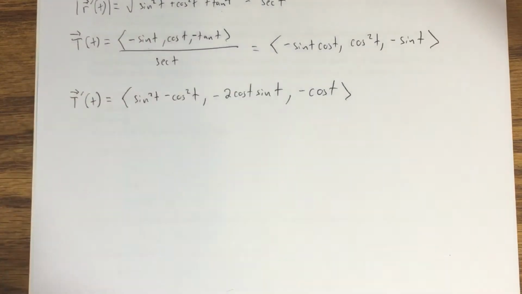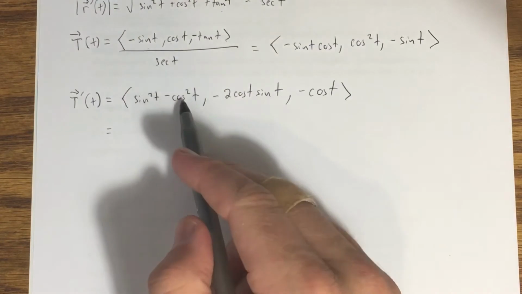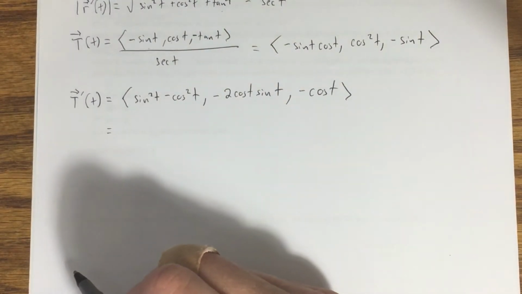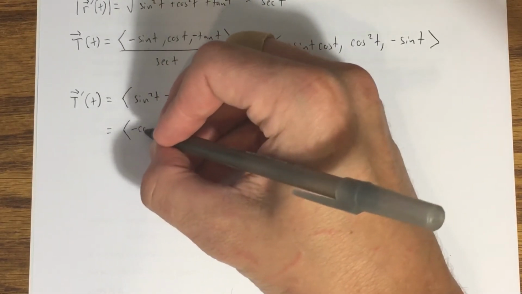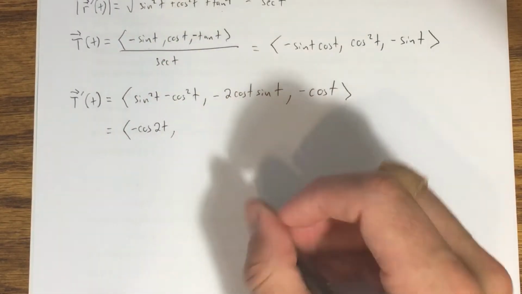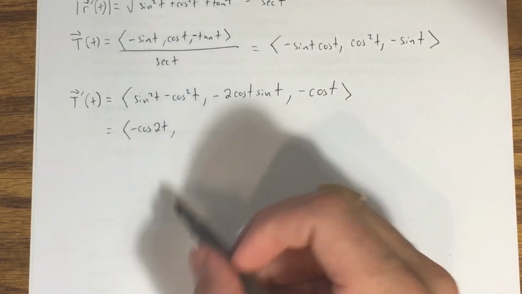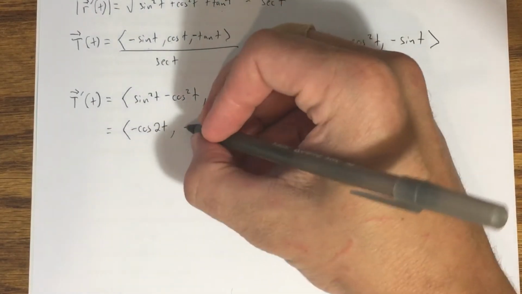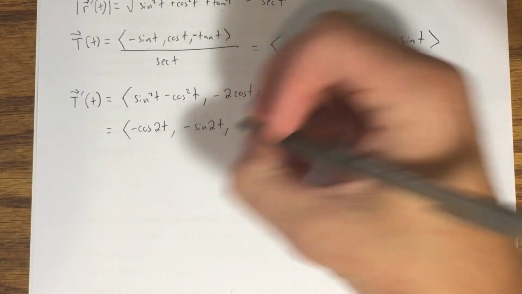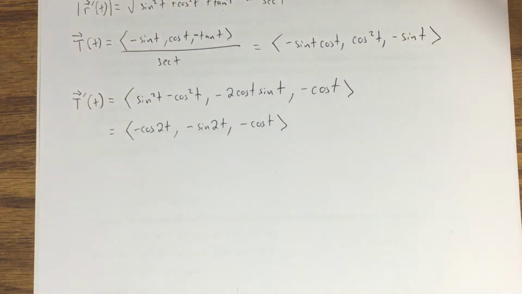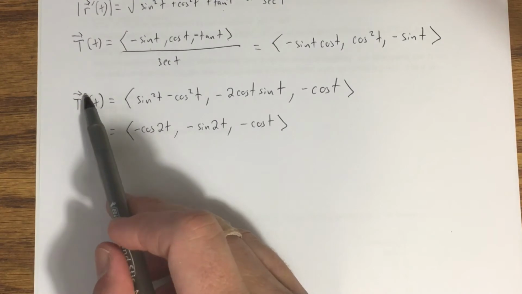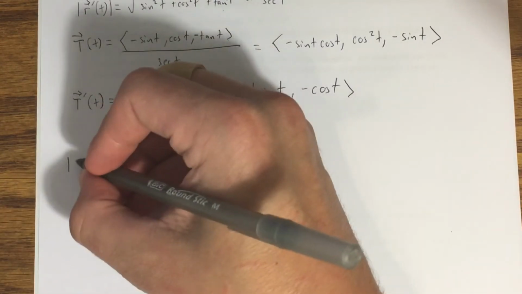Okay, this I can simplify by remembering my double angle identities. Cosine squared minus sine squared is cosine of 2t. So if I flip the order, sine squared minus cosine squared, that's negative cosine of 2t. Here, 2 sine cosine is equal to sine of 2t. Putting the negative in front, I get negative sine of 2t. And then finally, I don't need to simplify that negative cosine anymore. Okay? All right. Now, in order to find n, remember, n is equal to t prime over the magnitude of t prime, so now we need that magnitude.